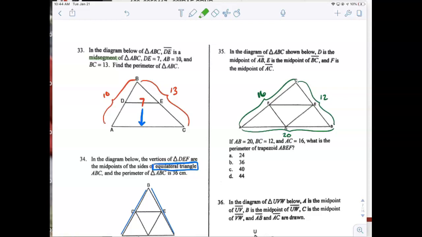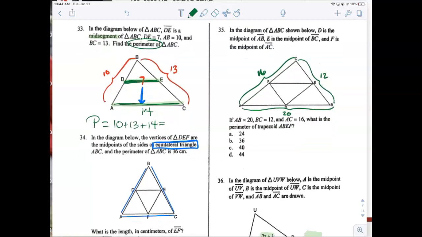Too loud. So a mid-segment, we know, is parallel to the base. They are not congruent, so always just use your eye to check. This is always half the distance, D to E, of A to C. So I'm going to double that and make it 14. And then perimeter, we know, is when we add all the sides up. So if we do 10 plus 13 plus 14, we will get a perimeter of 37 for the big triangle ABC.